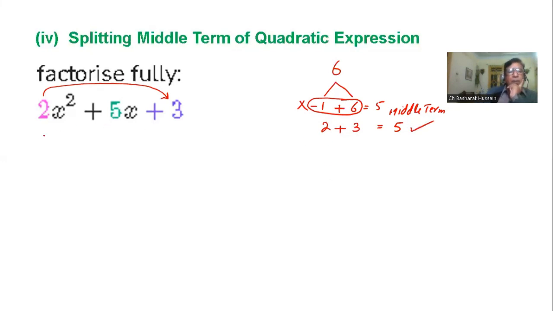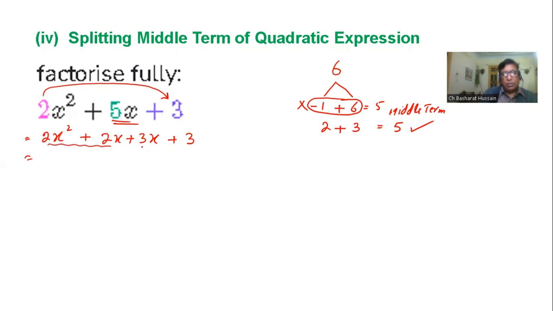Okay. So now this is 2x square plus, we split this middle term, 2x plus 3x plus 3. So we split the middle term in this way. Don't split like minus 1 plus 6. That is also 5, but when you multiply minus 1 with 6, it is not plus 6. So you must remember this, okay?